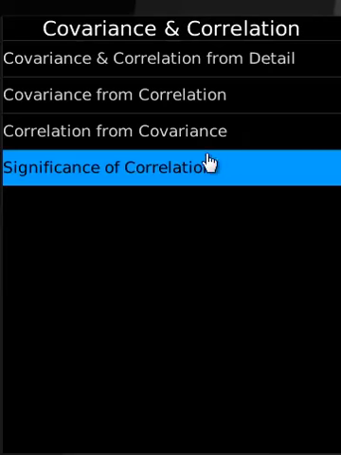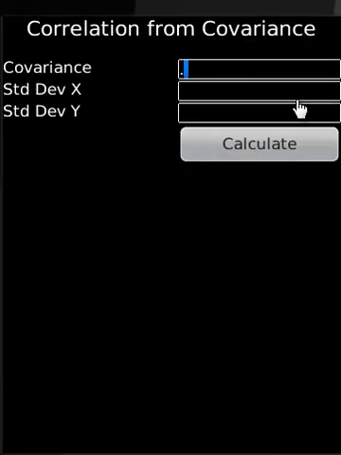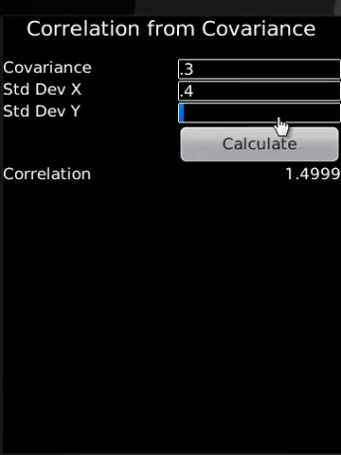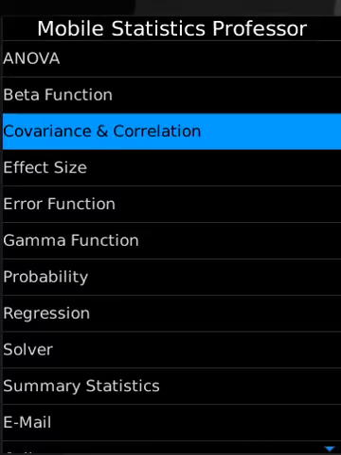Let me revisit the correlation from covariance. Okay, 0.4, 0.5. So we see this is actually wrong, because correlation has to be between -1 and +1. So let us correct that.